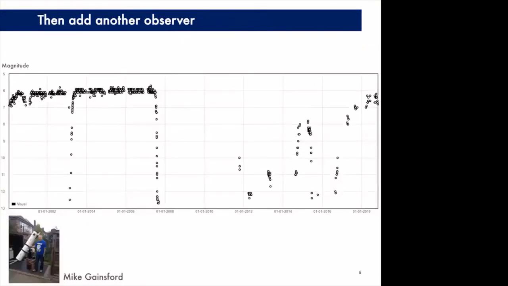So let's add another observer's data to Sean's. And these are data from Mike Gainsford. It's probably a bit of a small plot there, but a picture of Mike. If you were able to see his T-shirt, you'd realise he's a Leicester City supporter. He lives in Leicester. I'm in regular contact with Mike. He's in his 80s, still observing variable stars. But from this plot, you can already see there's more detail in the light curve from the greater coverage of adding Mike's observations to Sean's observations. But it's also fair to say that there are still some gaps. So again, what's going on there?